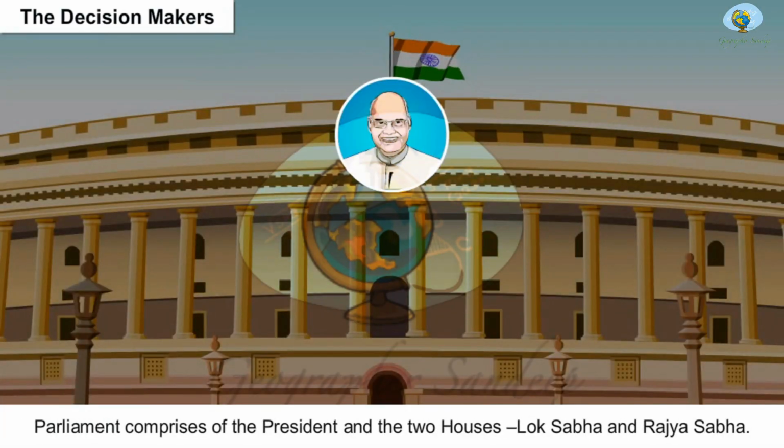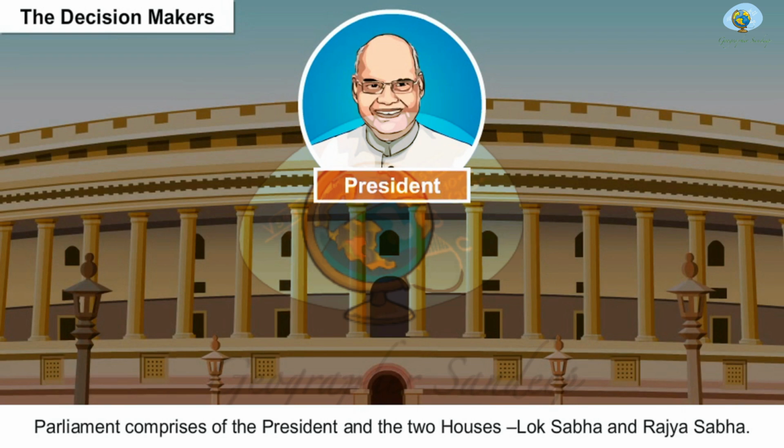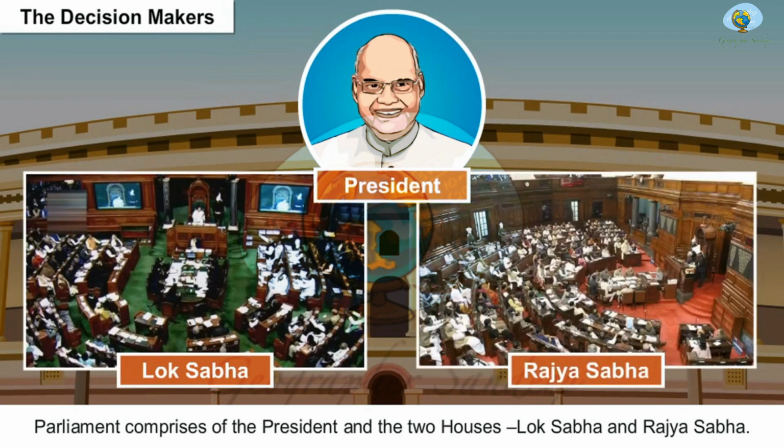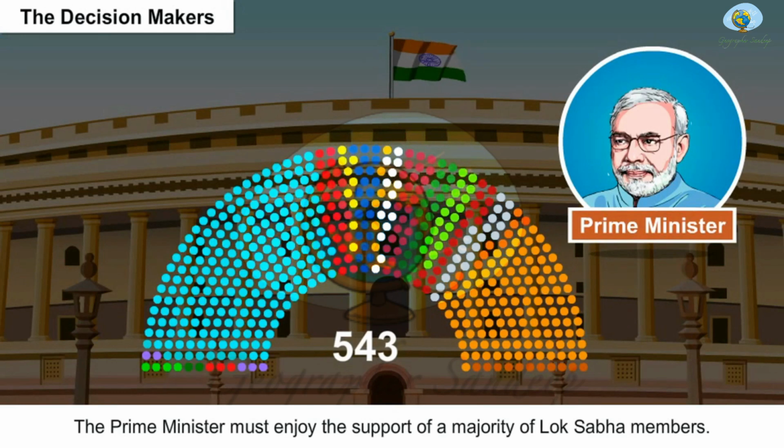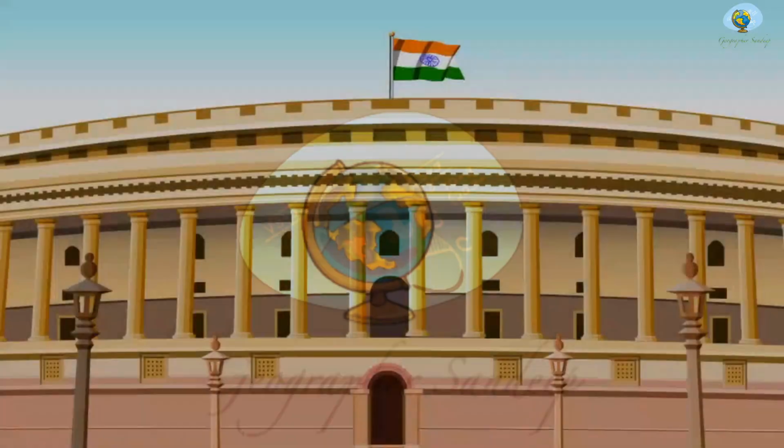Parliament comprises of the President and the two houses, Lok Sabha and Rajya Sabha. The Prime Minister must enjoy the support of a majority of Lok Sabha members.